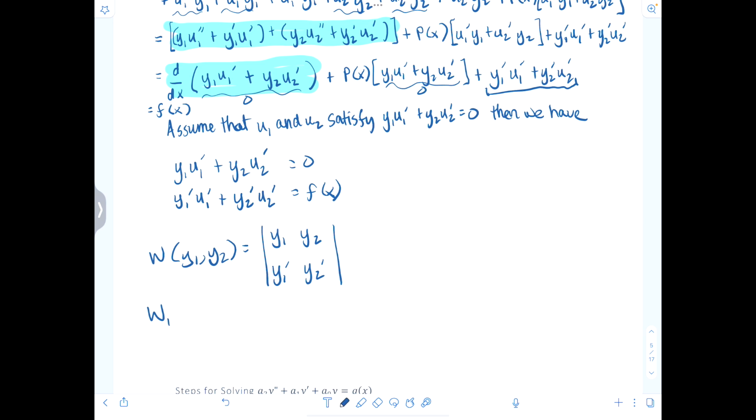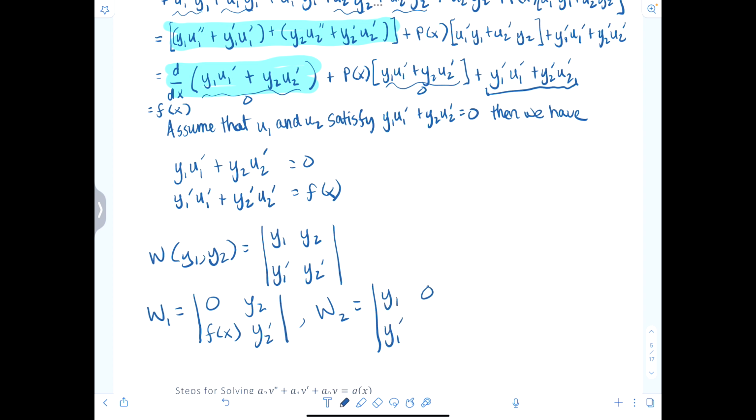if we look at W1, looking at Cramer's rule, you replace whichever column you're solving for. So if we were solving for u1 prime, we would replace that with 0 and f at x. We'd keep the y2 and the y2 prime. W2 would be keeping y1 and y1 prime, replacing the second column with 0 and f at x.